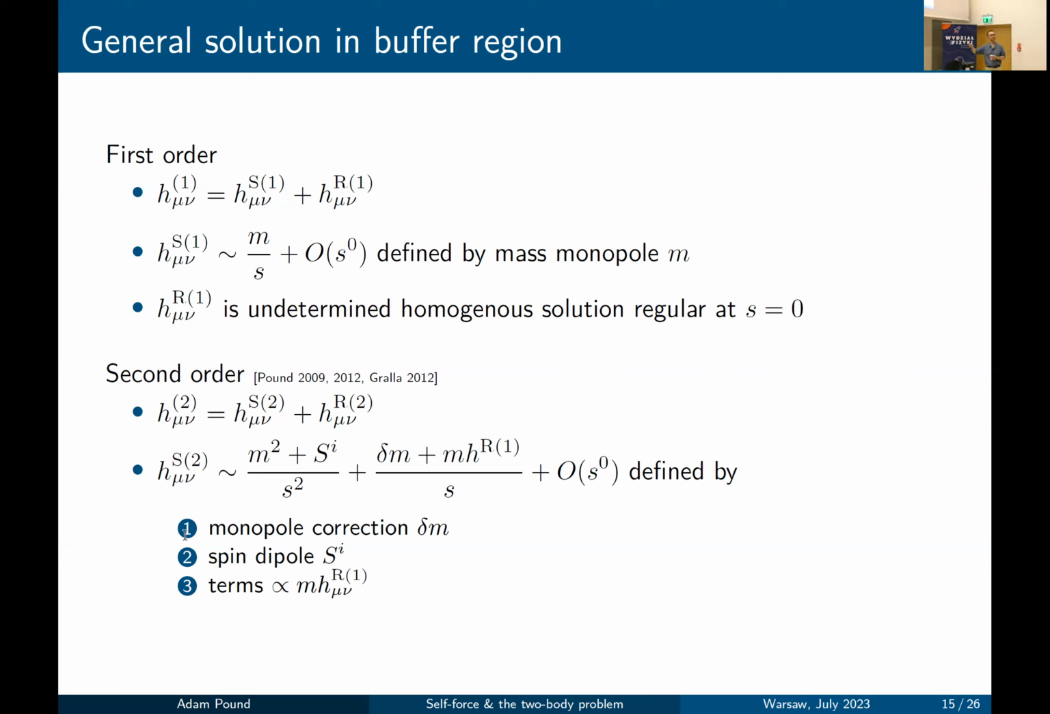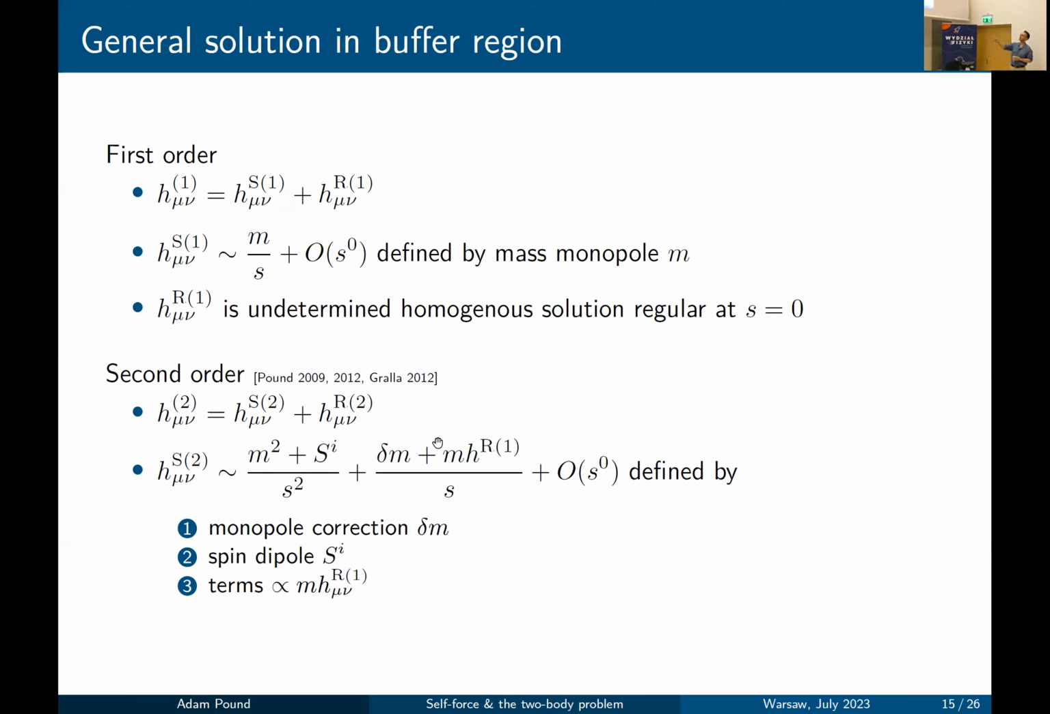So again, we're going to have a self field and a regular field. The self field now starts at 1 over s squared, so it's more singular at s equals 0. You have some terms that are just mass squared, but then you also get the spin of the small body coming in. So there was the question earlier of where do the finite size effects come into this? Here's one place. The spin comes in at second order.